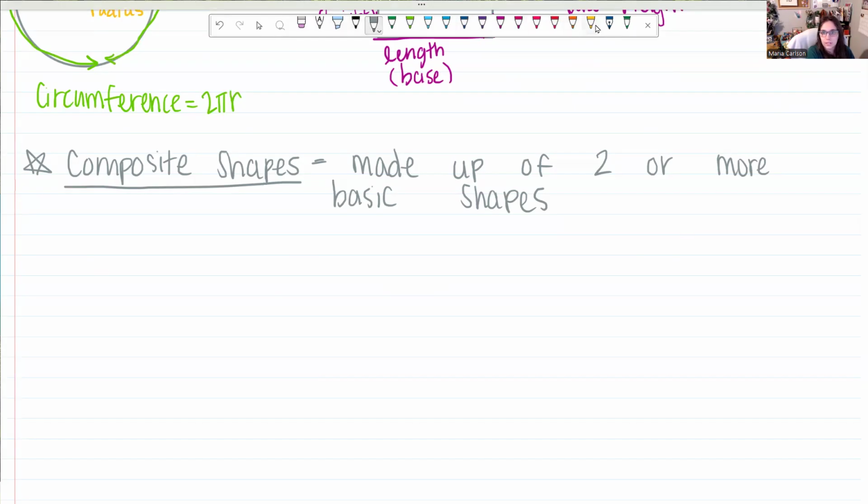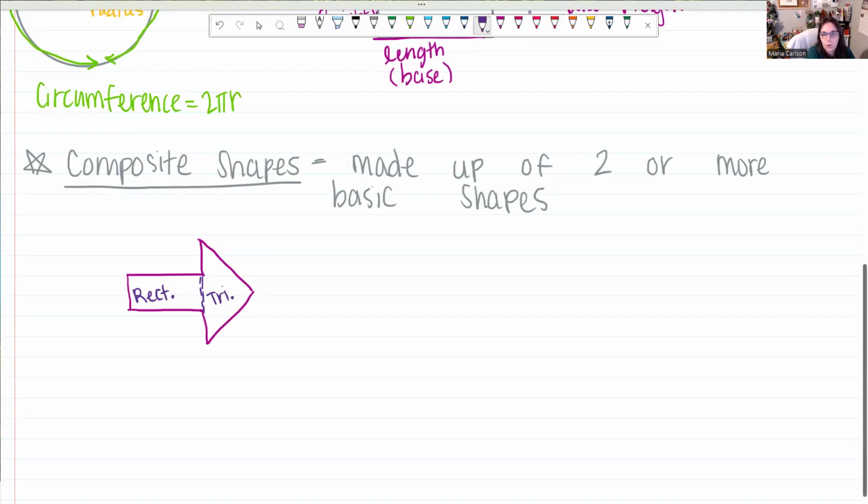So let's see, I'm going to draw 2 different types of composite shapes. I'm going to draw one that looks something like this, and I'm not going to worry about having it be perfect. So here is a composite shape, which looks like an arrow. And really, this is made up of a rectangle and a triangle. So if I can find the area of the rectangle and add that on to the area of the triangle, then I have the entire shape. Altogether, the area of the whole arrow.